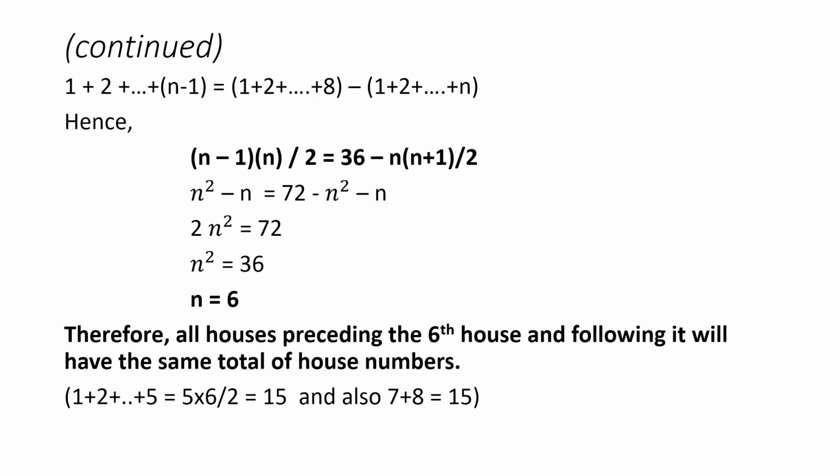After simplification, we get n square as 36. Obviously, n will be a positive integer, so n is equal to 6. Therefore, all the houses preceding the 6th house and following it will have the same total of house numbers. What does this mean? Before 6 means 1 plus 2 up till 5, and this total is 15. After 6 means 7 plus 8, and this is also 15. So the 6th house is such that the sum of the numbers before it is the same as the sum of the numbers after it.